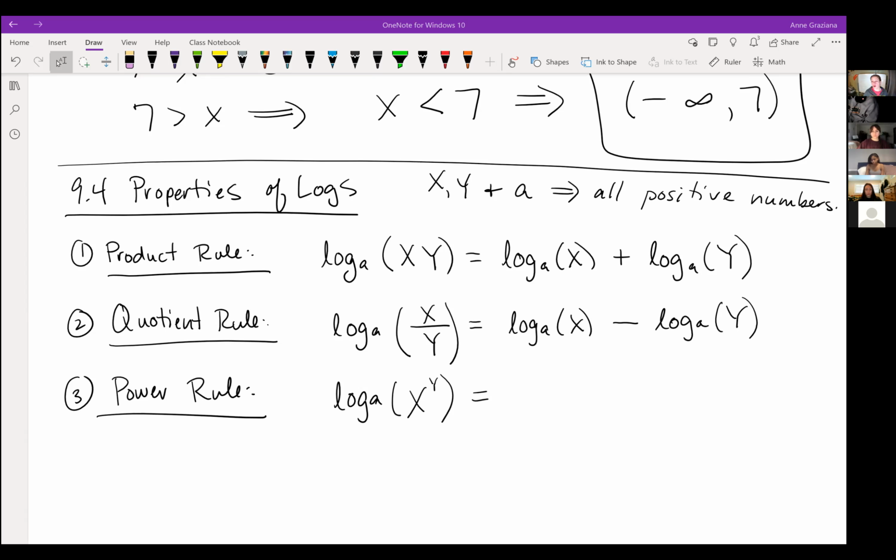All right, so what you're going to write is y times log base a of x. There we go. I think I can get it now. Y times log base a of x. Okay. So basically, it can be like this too. You just kind of bring this exponent down.